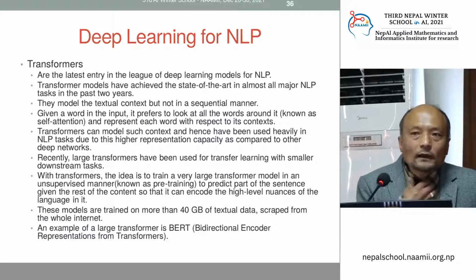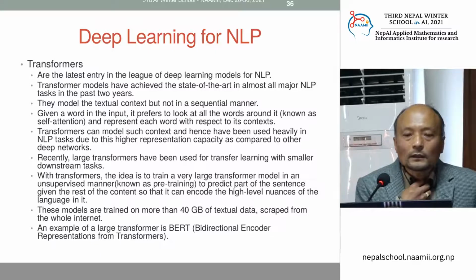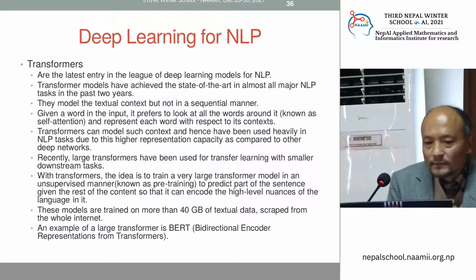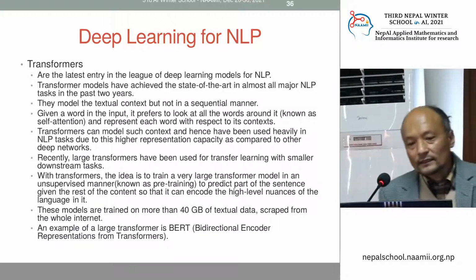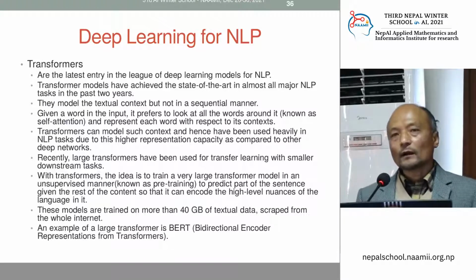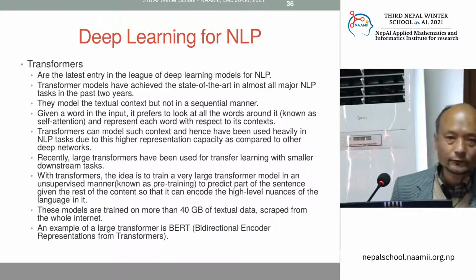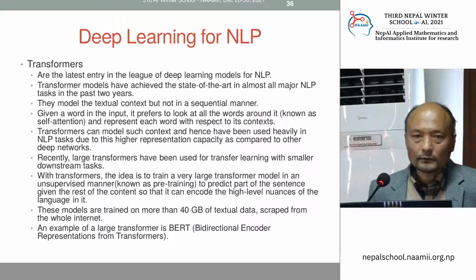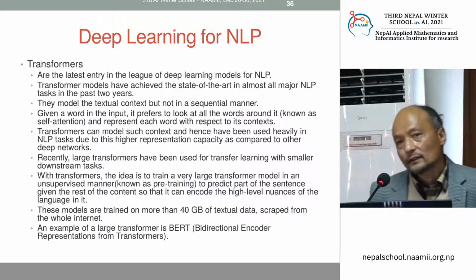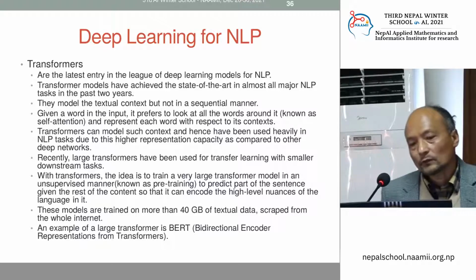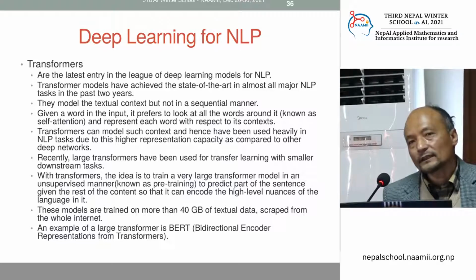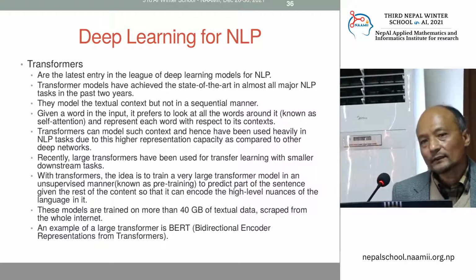The other very successful model in deep learning is transformers. These are basically the latest entry in the league of deep learning models for NLP, and they have achieved the state of the art in almost all major NLP tasks in the past 2 years or so. This book that I'm referring to was published in 2020, so it's quite recent. Transformers have started appearing in late 2017, 2018.